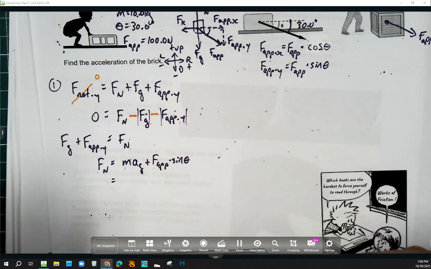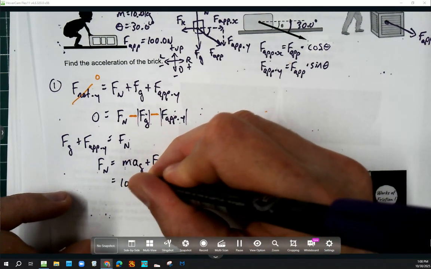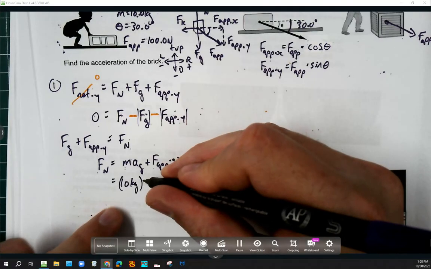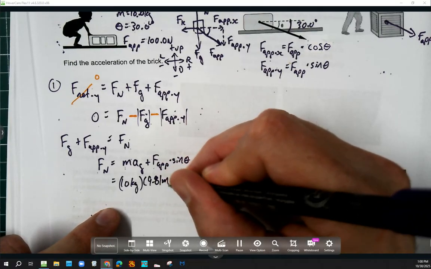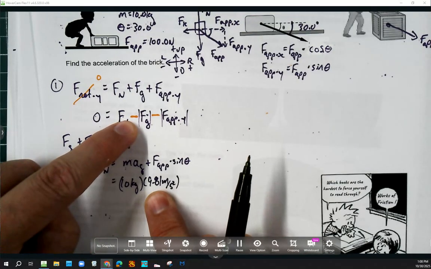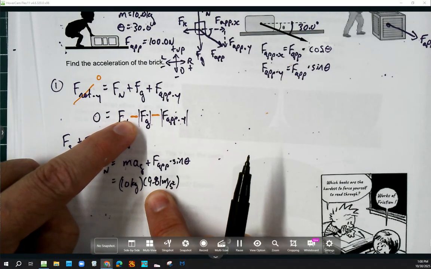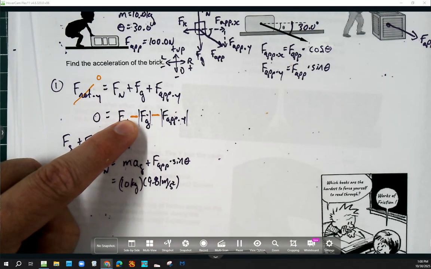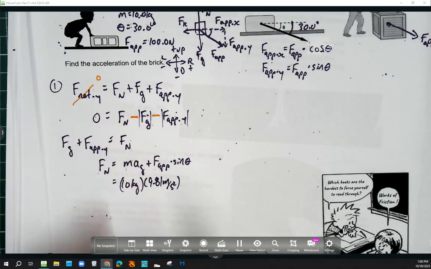And then I can sub in my values. This brick was 10 kilograms, and acceleration due to gravity is 9.81 meters per second squared. Now, have I already dealt with the fact that gravity is negative? Yes, I have, so I don't do it a second time. I dealt with it in the formula stage this time. I wanted to try something different, but you can't do both. It's an either or.